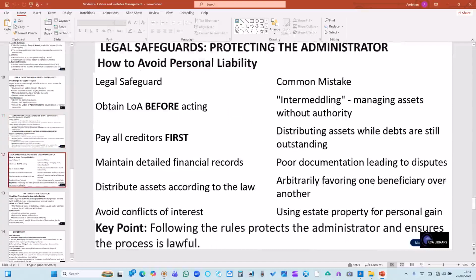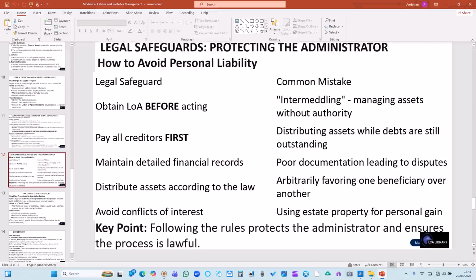Now let us look at legal safeguards, that is protecting the administrator, and how to avoid personal liability. Legal safeguard one: obtain a letter of administration before you act. Before acting, you must obtain a letter of administration. The common mistake is intermeddling, that is managing assets without authority. When you have not obtained a letter of administration and you begin to manage the assets, it is a very serious mistake.